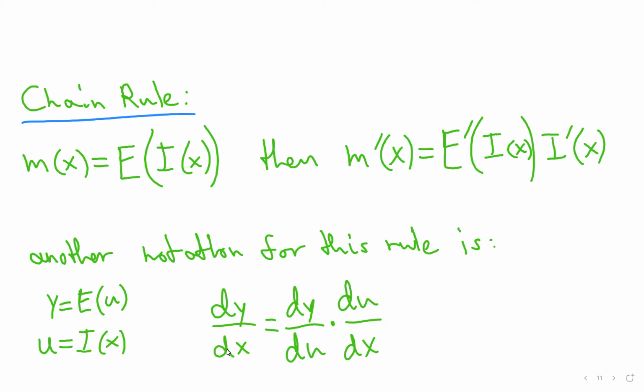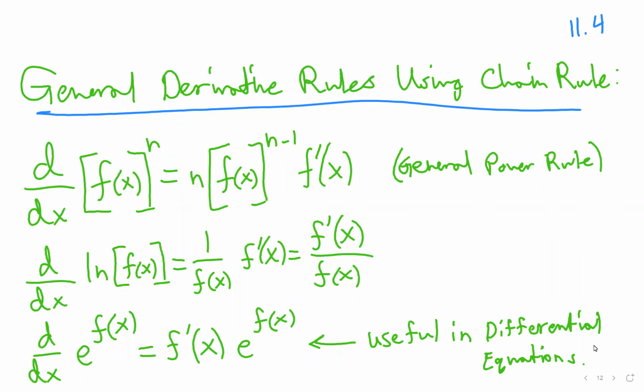All right, and so now we know what the chain rule is, and we've talked about it a little bit. We can take a look at what the chain rule applied to different functions would give us. So here are some general derivative rules using the chain rule. The very first one is called the general power rule. It says the derivative of a function to the nth power comes out as n times f of x to the n minus first power times f prime of x.